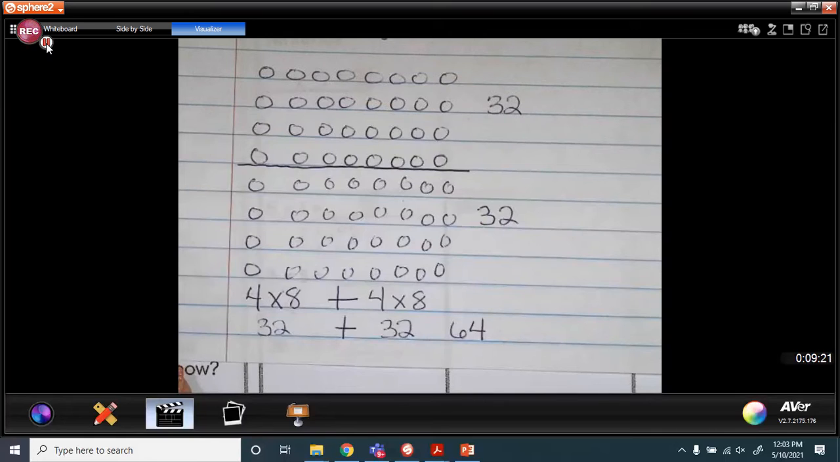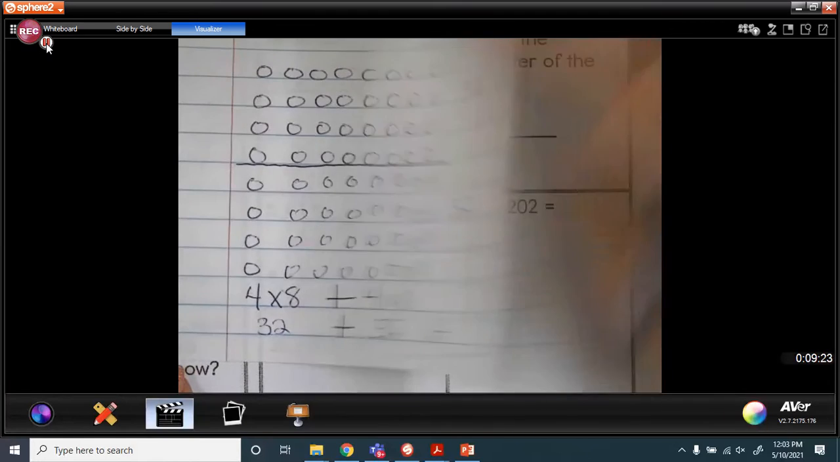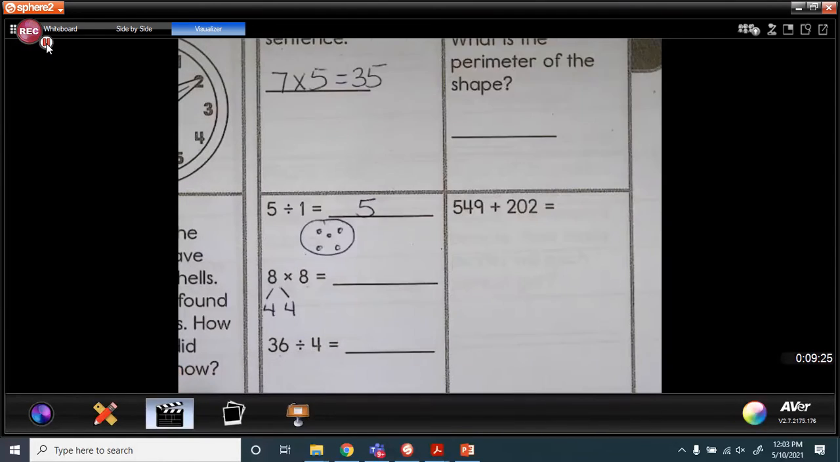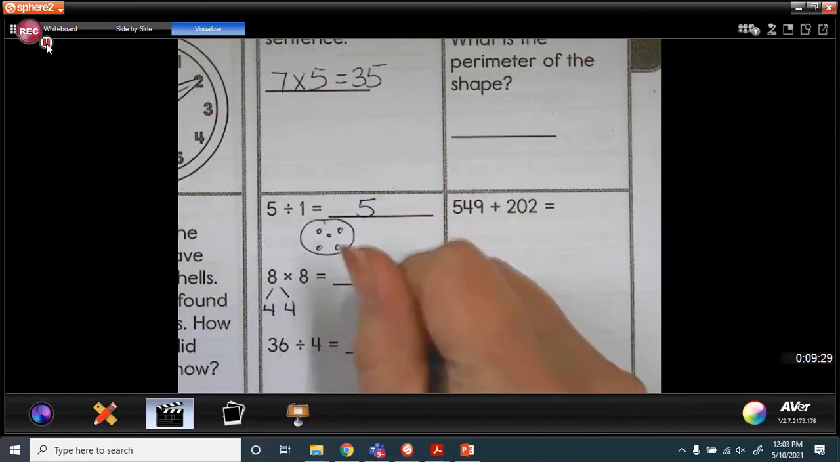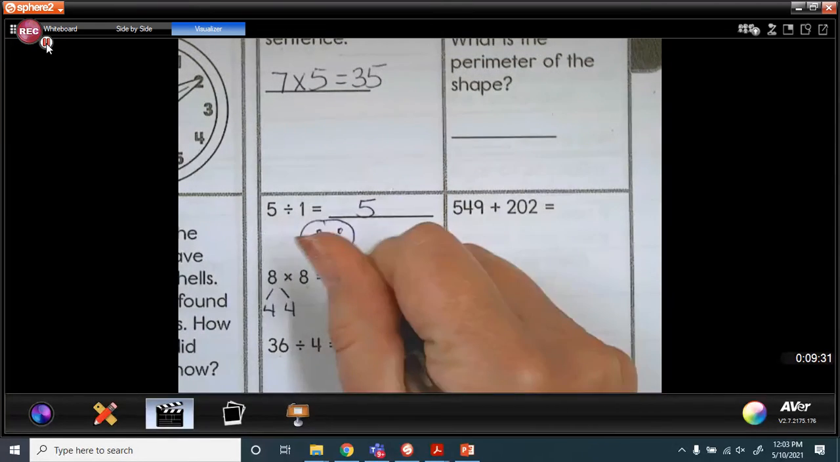But again, it's your preference. But again, it's something that you might want to think about. So 8 times 8 is going to be 64.